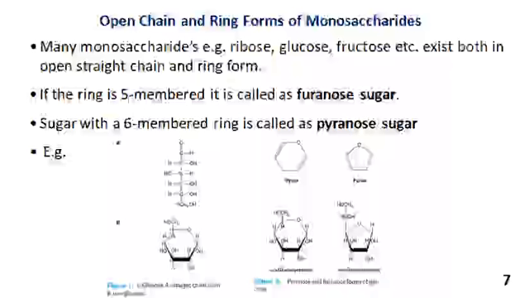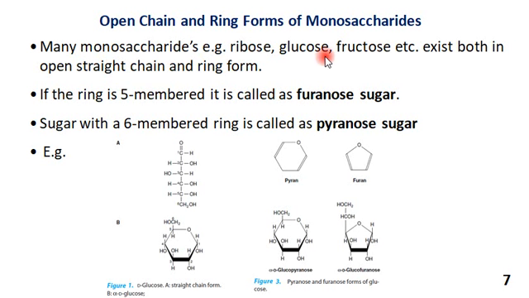One of the important characteristics of monosaccharides is that some monosaccharides may be present in open chain as well as in ring form in nature. Examples are ribose, glucose, fructose, etc. When the ring structure contains 5 members, then it is called furanose sugar, and when the ring structure contains 6 members, then it is called pyranose sugar.